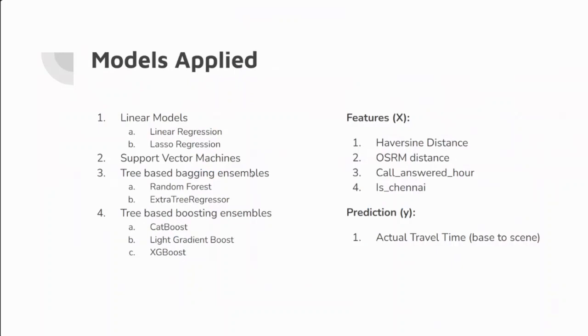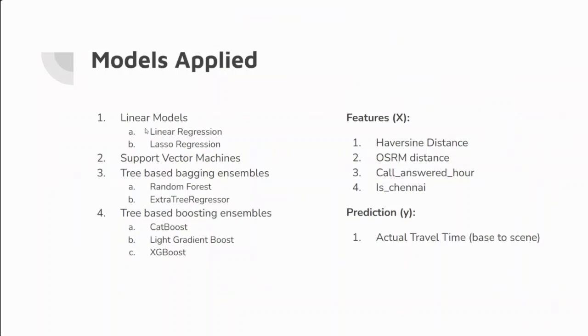Now, in the dataset we have multiple categorical features which are multi-class in nature. For example, we have 35 taluks across 5 districts, and hence the dataset could turn out to be very sparse if we try to one-hot encode them. And this could lead to the models not performing at their best. Hence, for the sake of comparison, we decide to ignore those multi-class features and limit our analysis to only 4 features as seen on the screen. Is Chennai is a feature which tells us whether the district is Chennai or not Chennai. The prediction is limited to only the base to scene phase of the ambulance's journey.